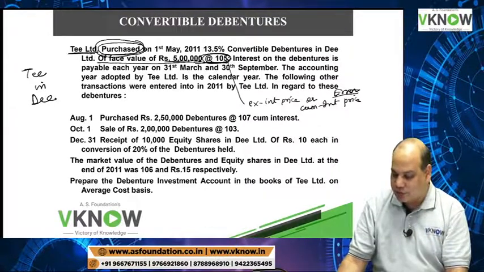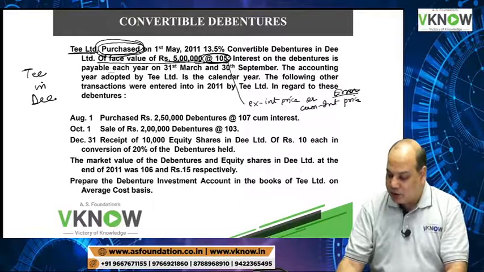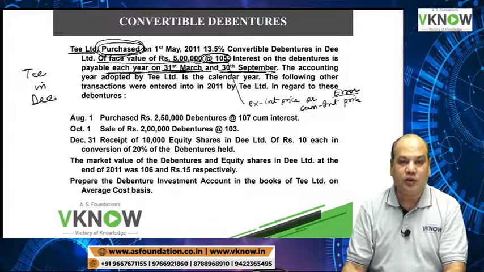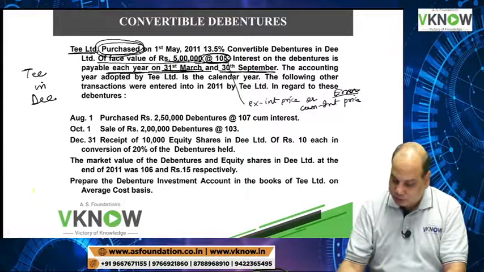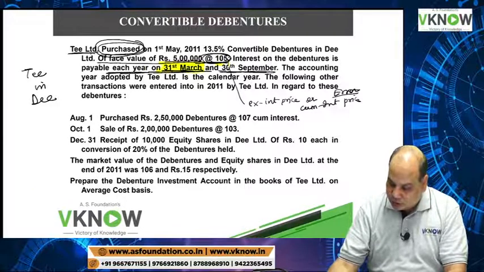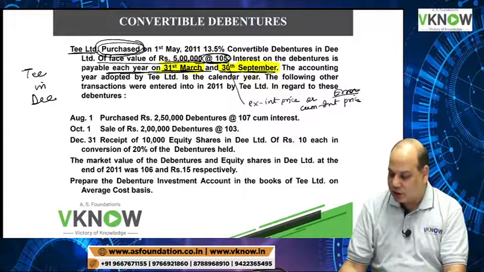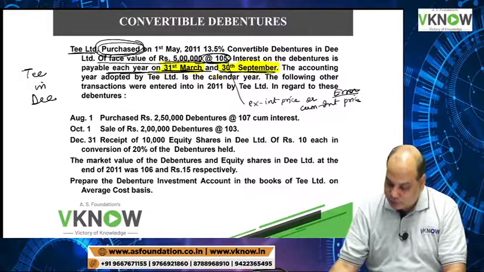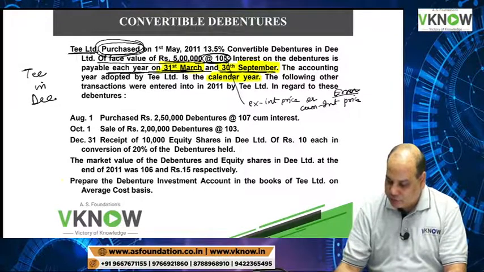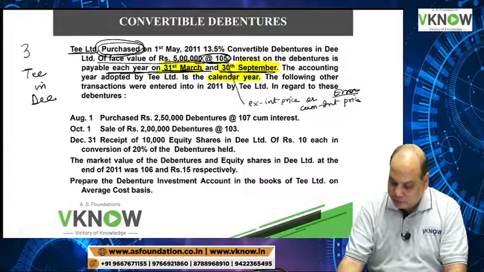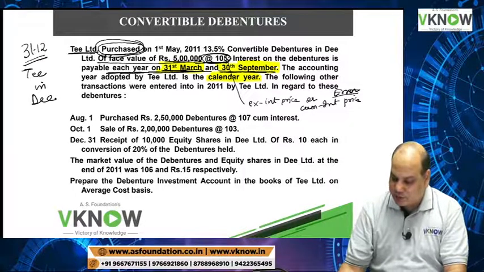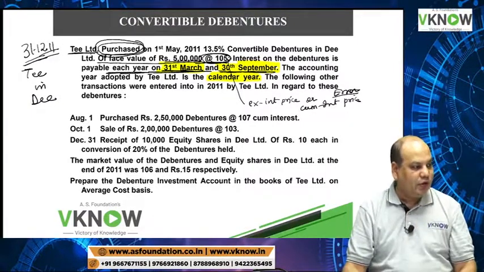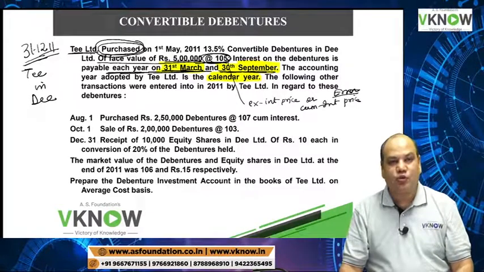Okay, matter closed. Interest on debenture is payable each year on 31st March and 30th September. So interest payments are on two dates. These two dates, underline or highlight. The accounting year adopted by T Limited is the calendar year. Accounting year is calendar year means the year ending date will be 31st December. In this example, the year ending date will be 31st December 2011.